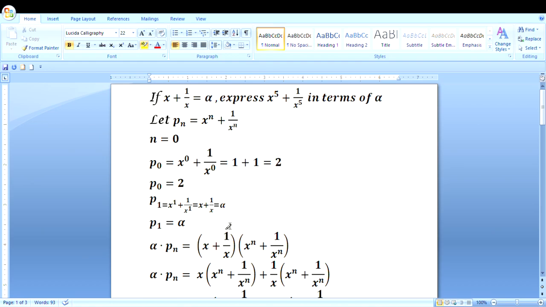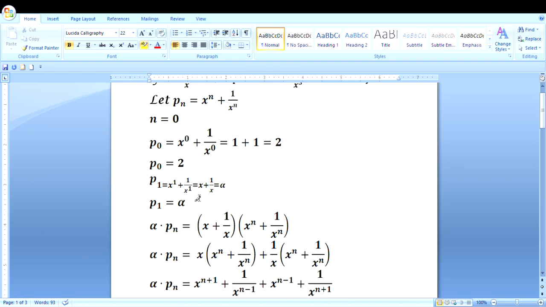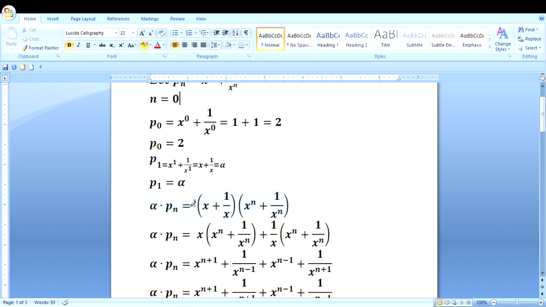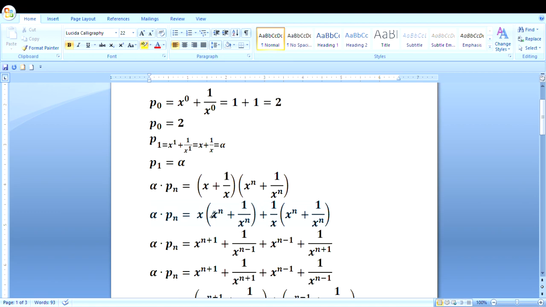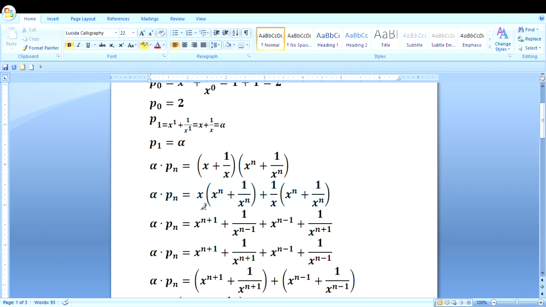Now let's find an expression by multiplying alpha by Pn. Here we know that alpha is x plus 1 over x, and Pn is x raised to power n plus 1 divided by x raised to power n. Now, if we diligently do this expansion, it becomes x into x raised to power n plus 1 over x raised to power n, close bracket, plus 1 over x into x raised to power n plus 1 over x raised to power n.